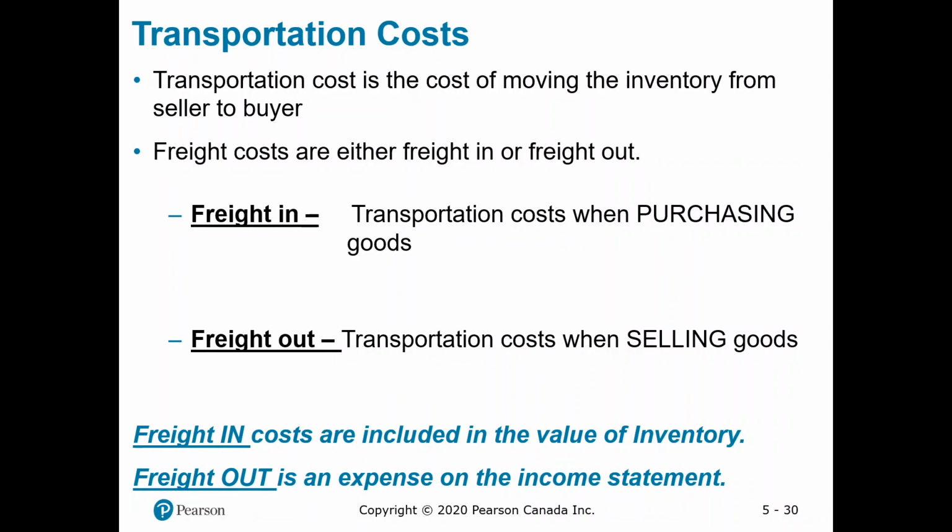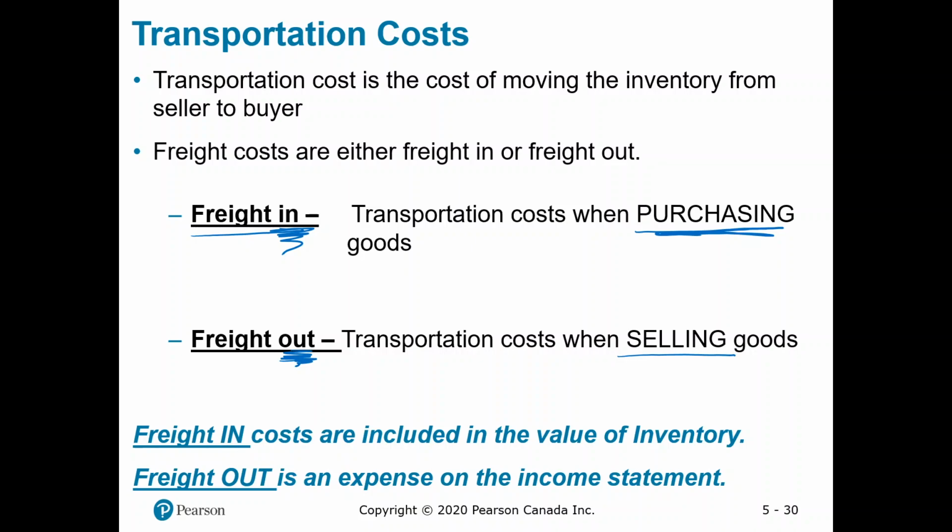Okay, so we'll look at first transportation costs in general. A transportation cost is the cost of moving the inventory from the seller to the buyer. And these will either be freight in, and that's the transportation when you are the purchaser. So when you are purchasing those goods, because you are paying freight to bring them in to your store. So freight in means you're buying it. Freight out is transportation when you've sold something. So you are the one selling the goods because you're sending it out to the customer.